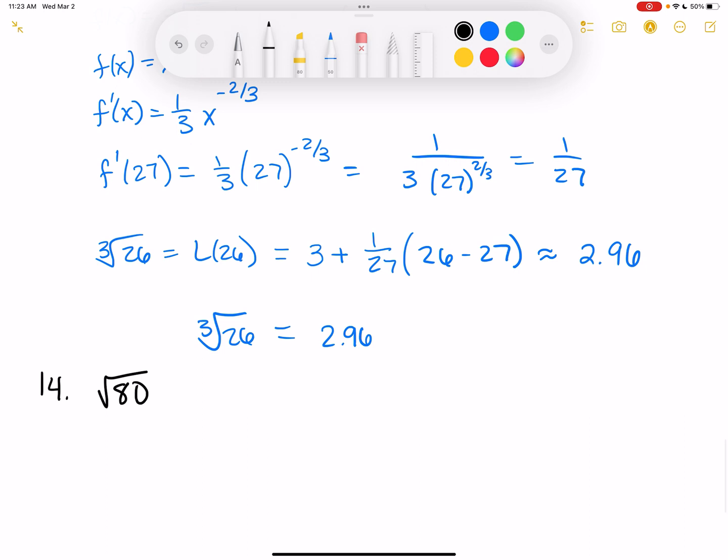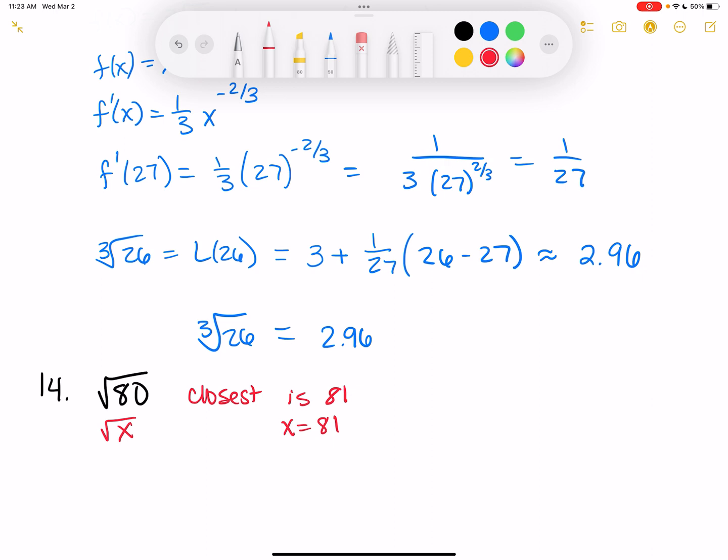The square root of 80. 4. 4 squared is 80. Oh. I was thinking cube roots and I was like, I need a number close to this that's a perfect square. Okay, so the closest is 81. So we're saying that x is equal to 81. Okay, and we're treating this as the square root of x.